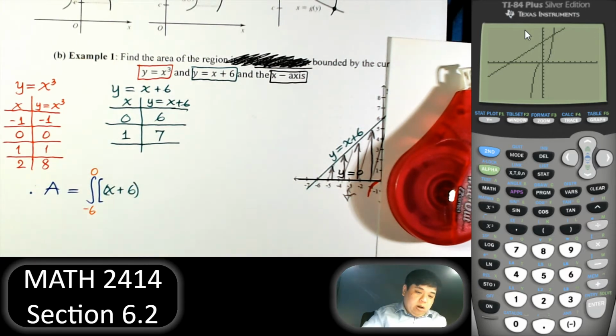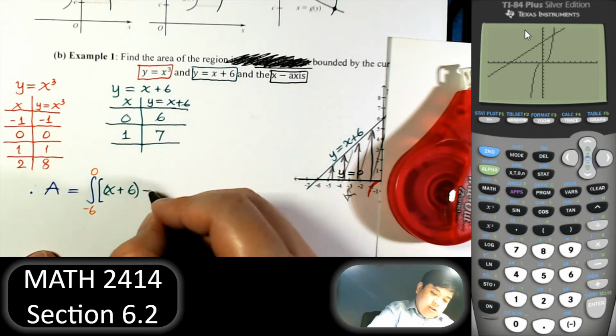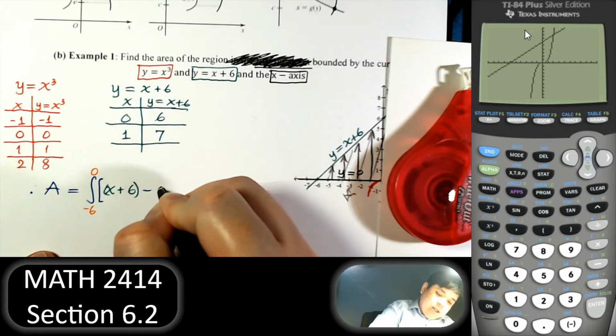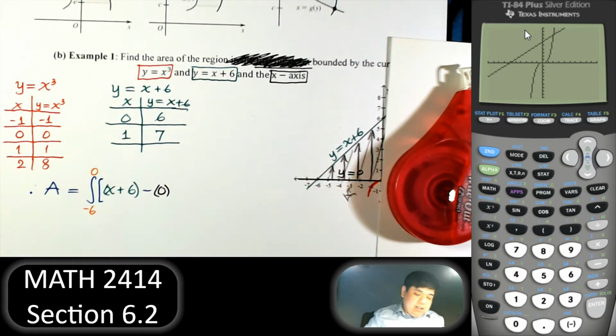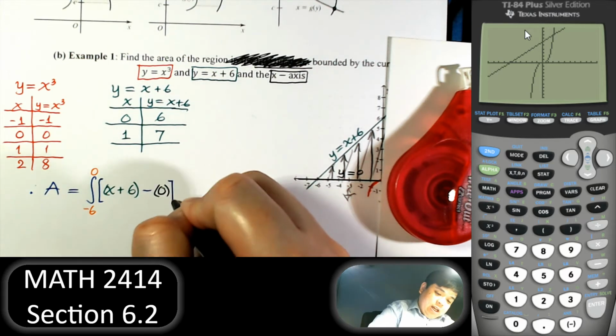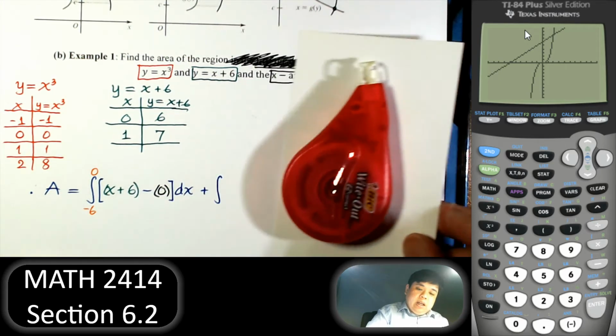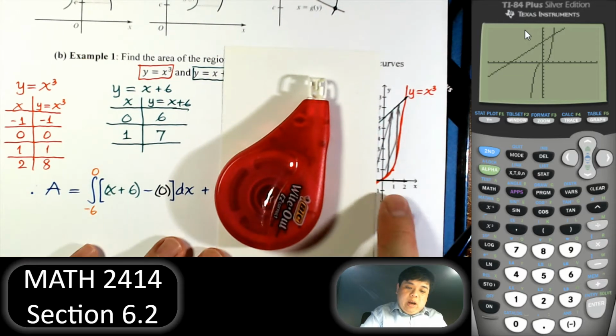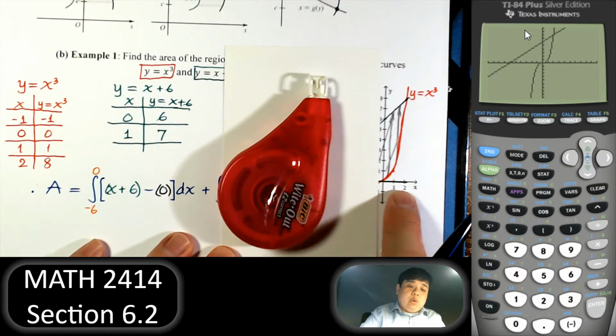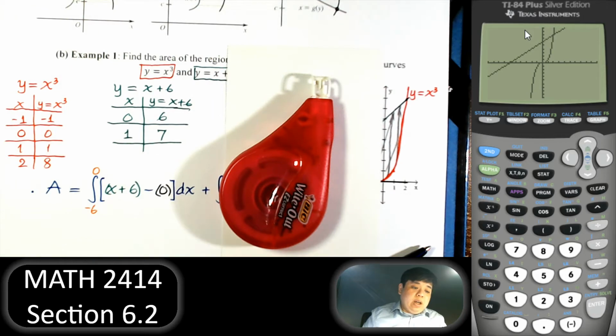The function below is the x-axis, or y equal to 0. I'm just going to put it like that, and then dx. So that's for one of them. The other one is when x goes from 0 to 2. The reason we know that it goes from 0 to 2 is because when we look at the intersection, that point is x equal to 2, y equal to 8.